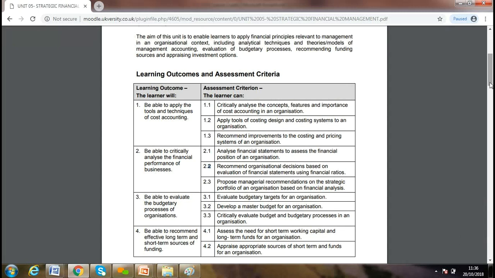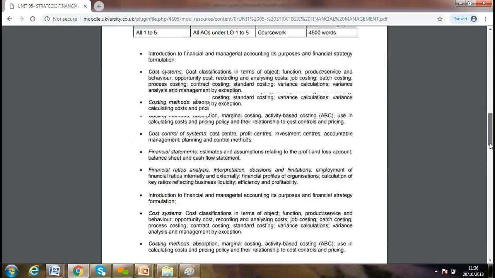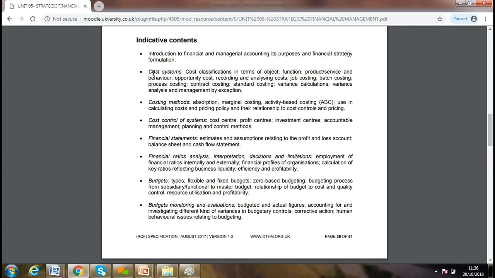So in cost accounting, financial management and financial accounting, the differences between them, all we discussed during our last lesson. We covered costing systems, costing methods, and cost center, profit center, investment center, accountable management planning. So today we are moving forward.